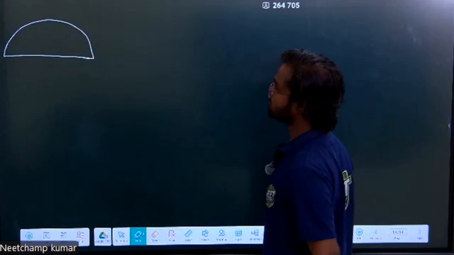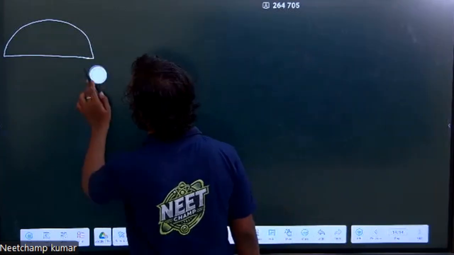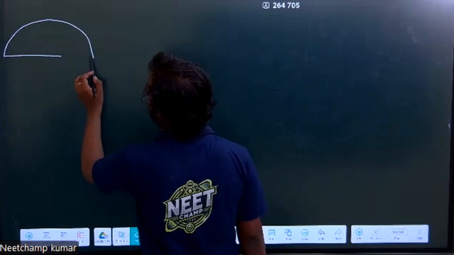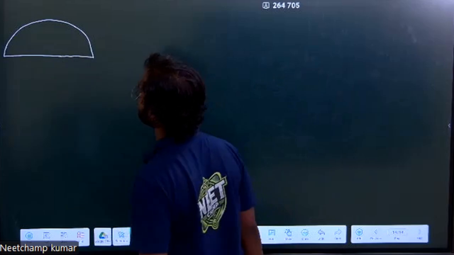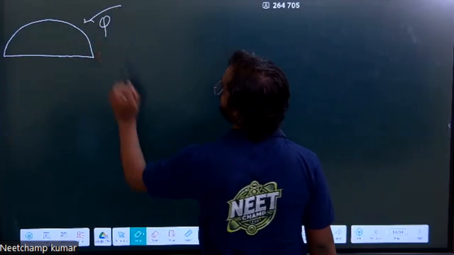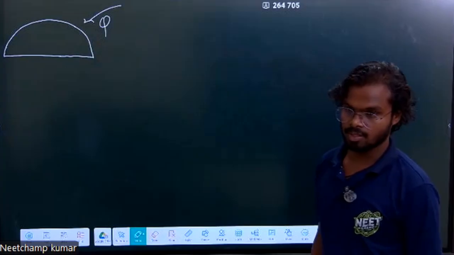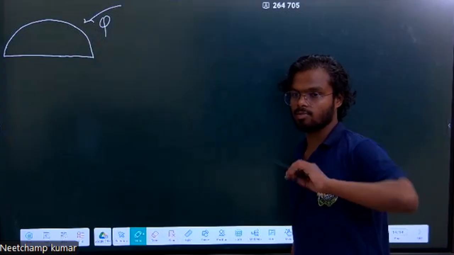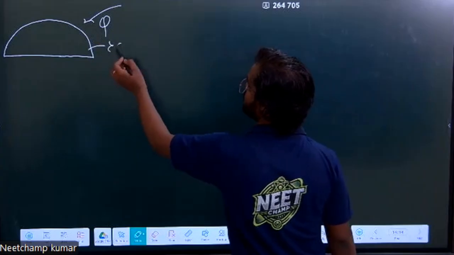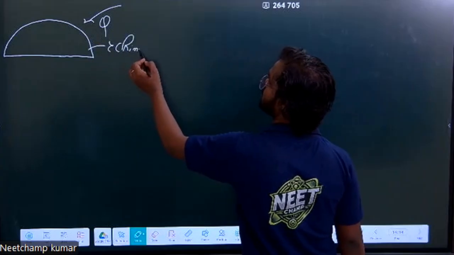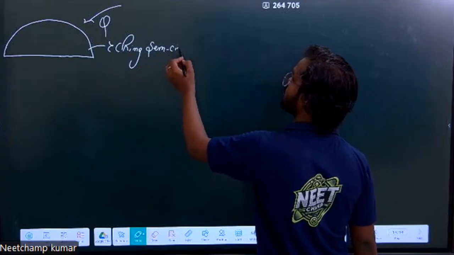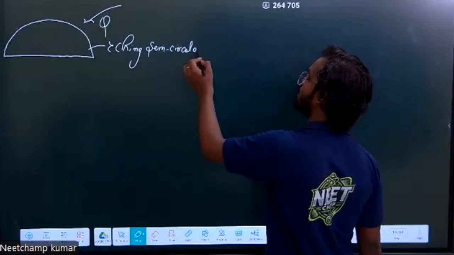Okay, so this is basically a ring. It doesn't look like a ring, but you can assume it. On this ring, again, we have given a charge q. It is uniformly distributed, and remember, it is a ring. It is not a sphere. It is a semicircular ring. Semicircular ring means it is a half part of the ring.